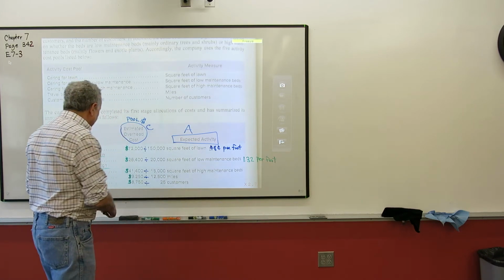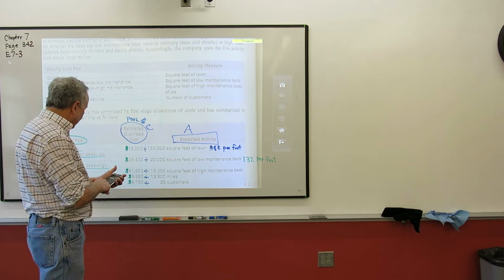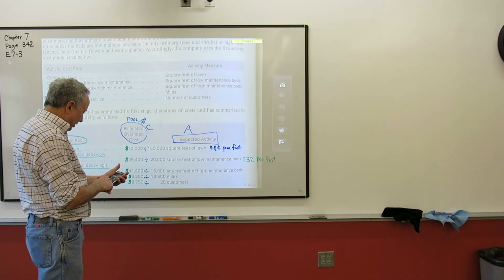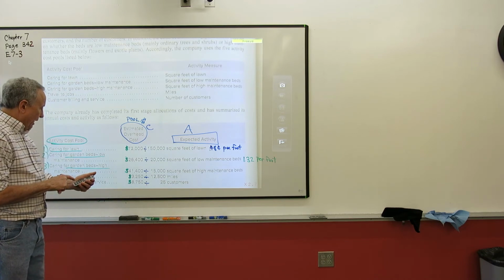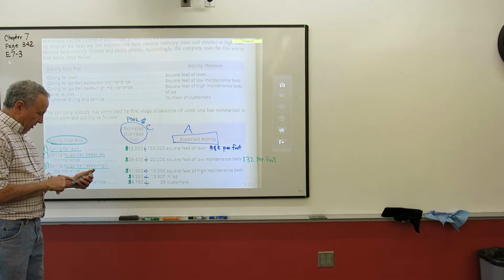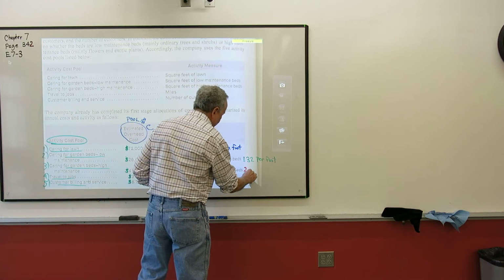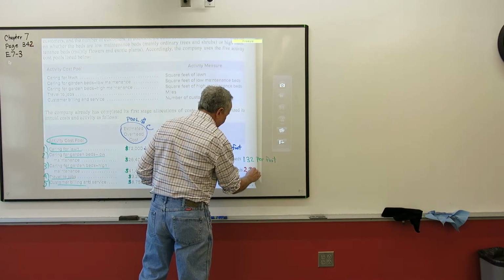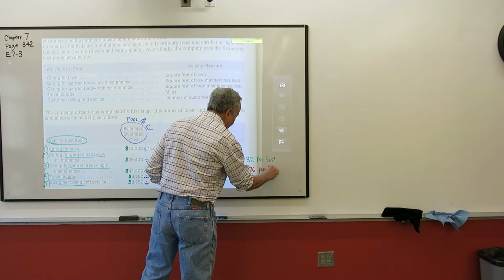Now let's do a high maintenance garden bed. Do you see it almost doubles and there's less square footage? This is going to come out more. It's 41,400 divided by 15,000. That's going to be $2.76. So it's almost about triple. $2.76 per foot.